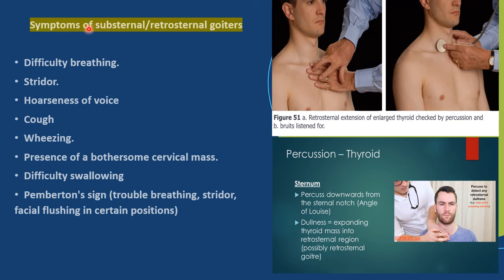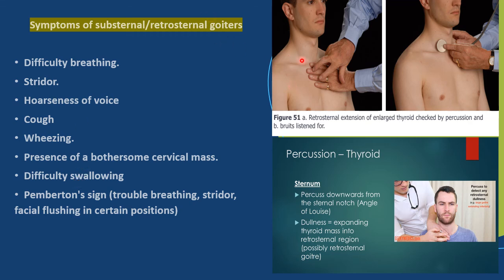Symptoms of substernal or retrosternal goiters. These are the symptoms: stridor, difficulty in breathing, hoarseness of voice, cough, wheezing, presence of bothersome cervical mass, difficulty in swallowing, and positive Pemberton sign. Trouble is difficulty in breathing, stridor, flushing of the face in certain positions, and especially when the patient lifts his arms above his head.